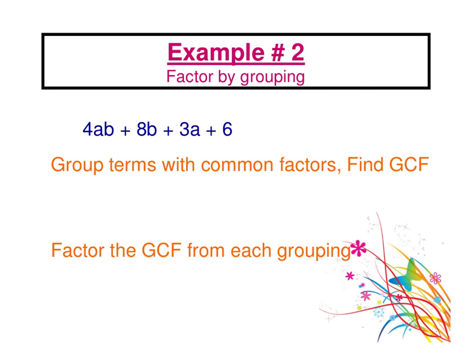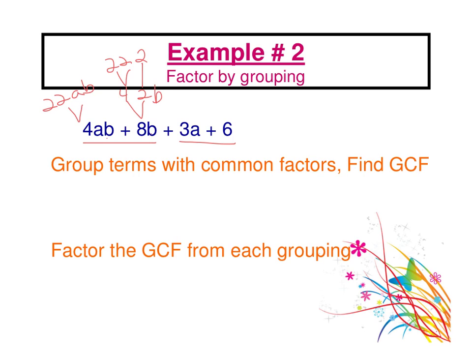Okay, so here, we're going to group these together, and if I look here, 4 and 8, they have a common factor, and they both have b's, and this one, 3 and 6. So these have a common factor, and these have a common factor. If you need to, do your factor trees and write everything down, if you can't see it.